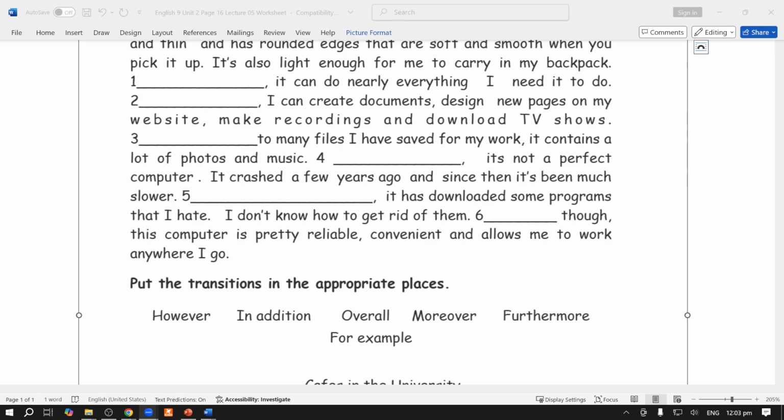Yes, any other school? Kamran Public School, what's the answer from you? Sir, furthermore. Furthermore. Yes, any other school? The Kingway Group of Schools, is there any answer from you? Overall, sir. Overall? No, overall is not, because overall is used for concluding remarks. It's a transition word which brings the case towards its conclusion.